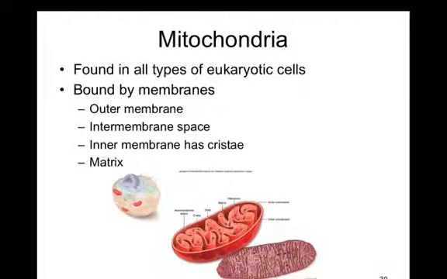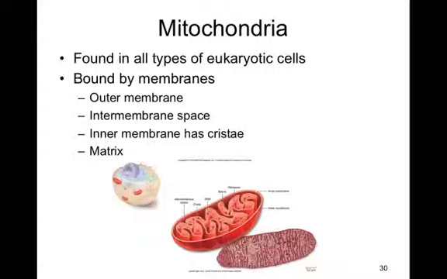Now let's move on to look at some other components of the cell. Mitochondria are also membrane-bound organelles. However, they are not part of the endomembrane system. They're found in all types of eukaryotic cells. They're the organelle that's responsible for making all of the ATP necessary to power every function in our body.